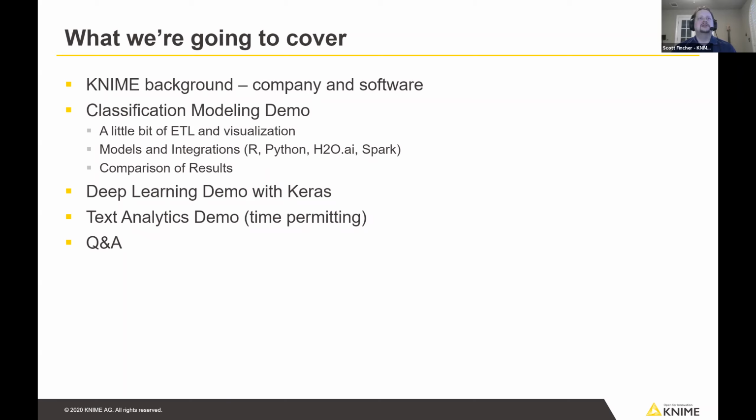I also have a deep learning demo with Keras. One of the nice things about KNIME is we provide some additional nodes that allow you to build neural networks with Keras and TensorFlow, and we can do some image classification. So I have an example about that. If we have time, I don't think we will, but if we do, I'll also have a little bit of a text analytics NLP example that I can show you with KNIME as well. And then I'll try to make sure we have some time at the end for Q&A too. And while I'm thinking about that, let me go ahead and just set my clock here so I don't lose track of where we're at.